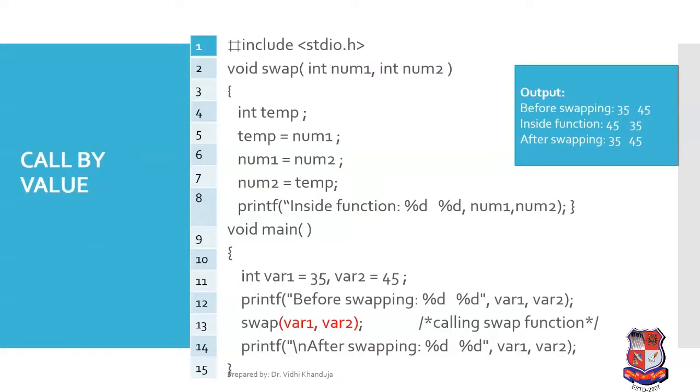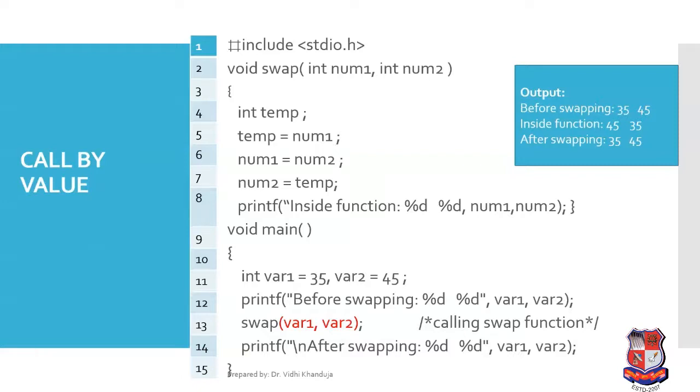There are two different ways of calling a function, depending upon how actual parameters are passed. Let us first understand the call by value method with the help of an example. Here I have included one function, swap. The function definition is written before main.